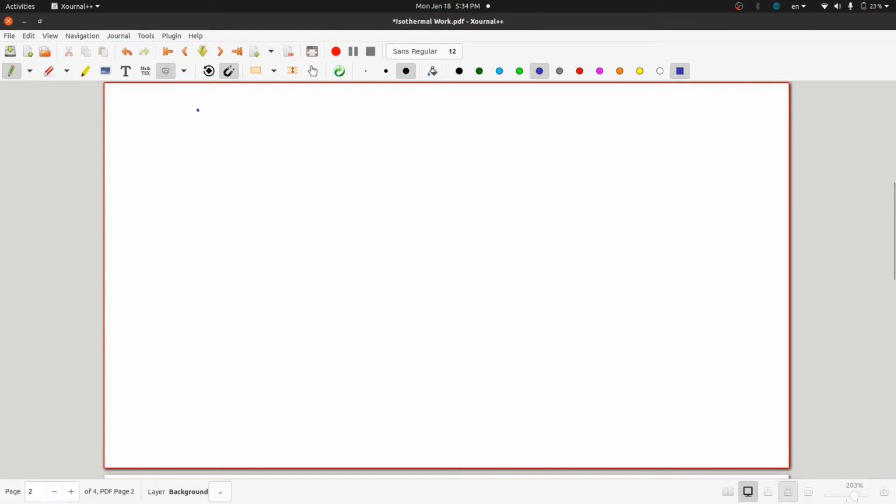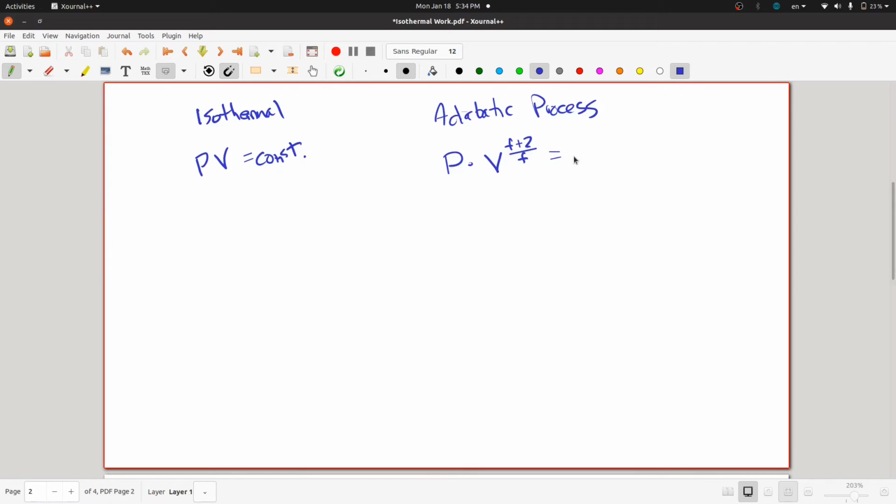Comparing the two results that we got then, I see that for an isothermal process, P times V is equal to a constant. So P is proportional to 1 over V. For an adiabatic process, P times V to the (f plus 2) over f is equal to a constant. (f plus 2) over f is kind of a mouthful, so we have another name for it. We call it gamma. Gamma is equal to (f plus 2) over f.